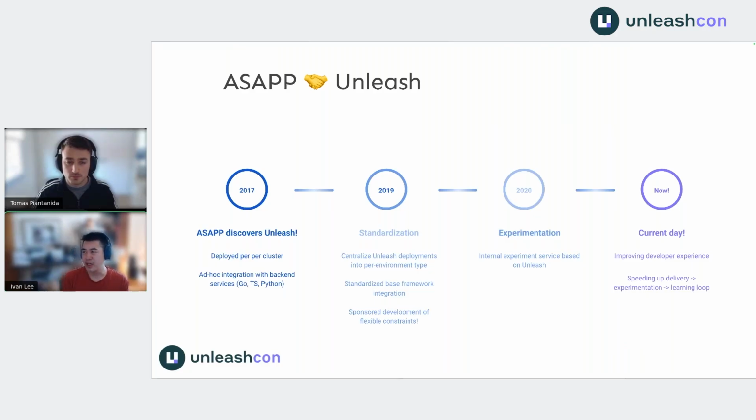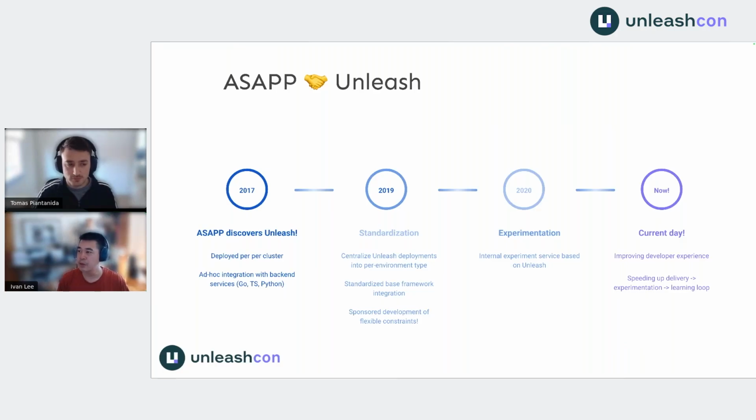But by 2019, we found that the overhead of running Unleash services was a little too much. And one of the cool things was we were able to partner with Ivar and Unleash early in the company's lifetime to build constraints that were a little bit more capable of handling multi-tenancy and handling multiple customers out of the same instance. We also made a really big push to standardize our base frameworks and make sure everyone was using Unleash in the same way. And we'll talk about that a little bit later in the presentation.